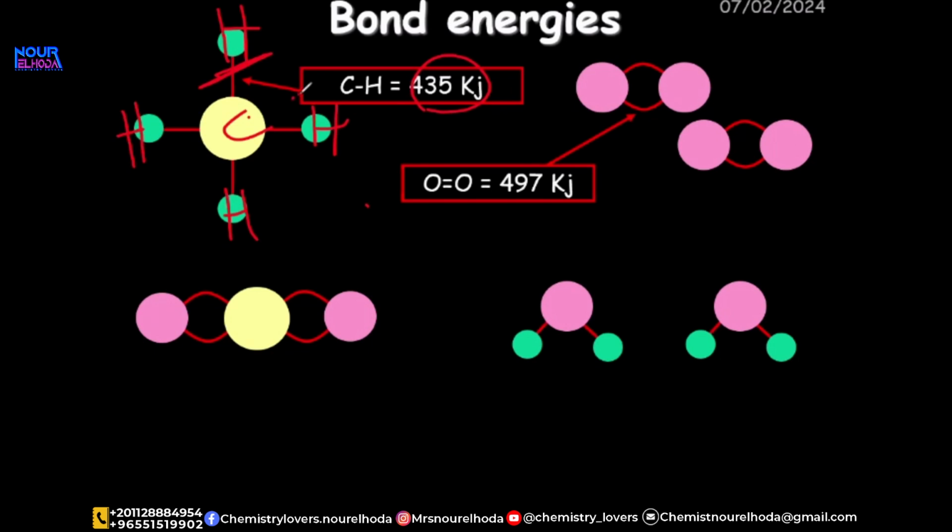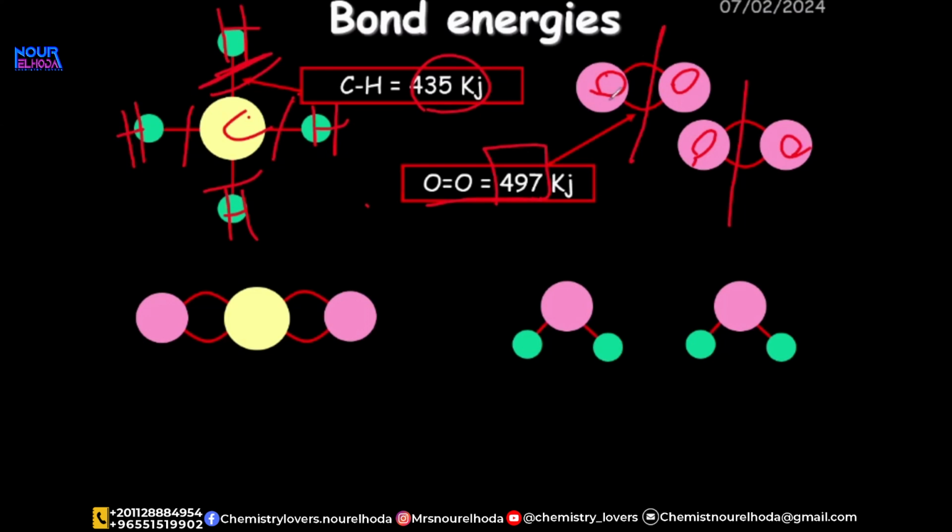Exactly, times 4: 1, 2, 3, 4. So I'm going to write 435. Well, how many O double bond O? This is O, this is again O, so 2 times 2. So how many O double bond O? 497. So it's going to be 497 times 2.